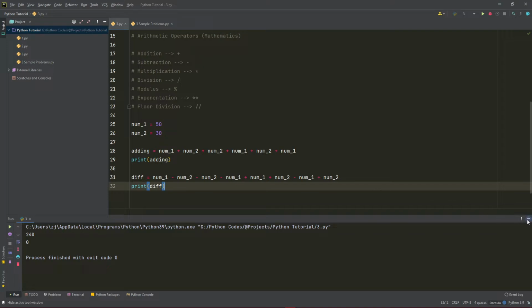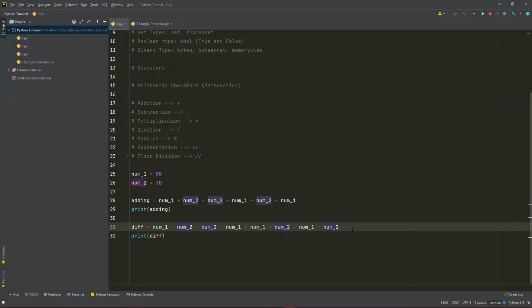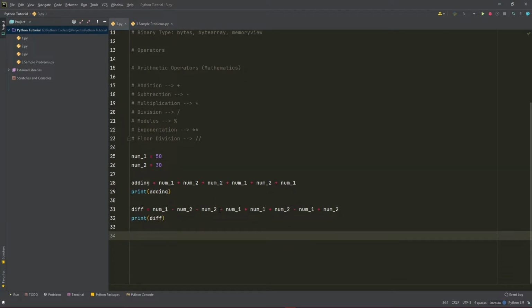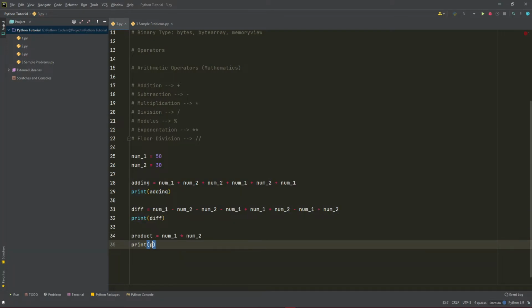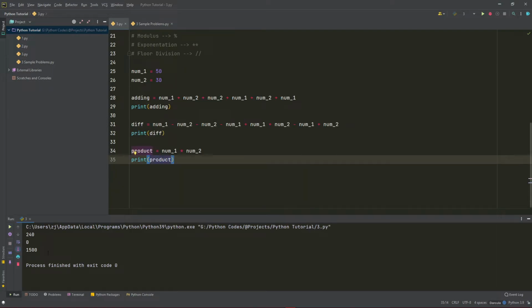So let's proceed to the multiplication. Now, again, you can basically just use multiplication here. It doesn't really matter what operations you're using in a single variable. It's really all up to you, okay? But we're just going to separate them in order for you to understand this more directly, right? So we have the product. Let's just do the product variable. So we have num1 times num2. Now we're going to print the product, and the result is 1,500, which is correct.